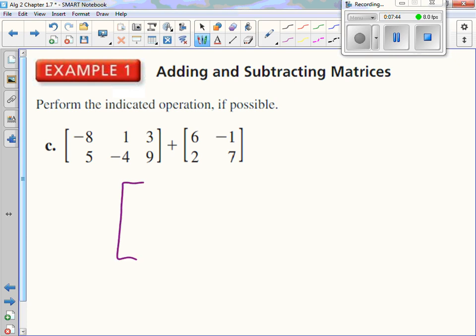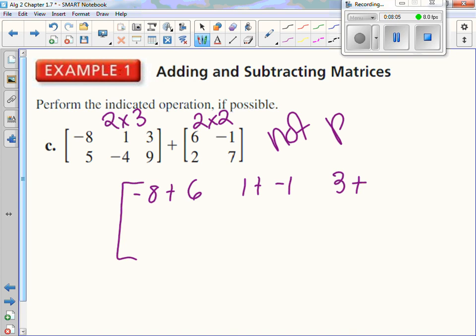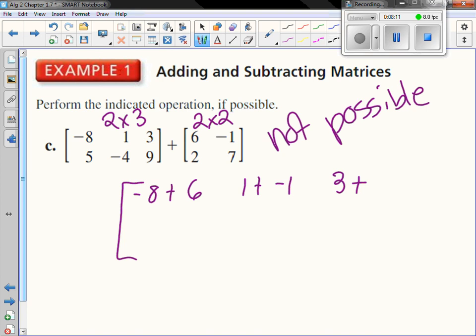So we're going to have negative 8 plus what? 1 plus negative 1, and then 3 plus what? Nothing. They're not the same dimensions. Because what is this? And this is it. So this here is not possible because the dimensions have to be the same. The dimensions have to be the same.